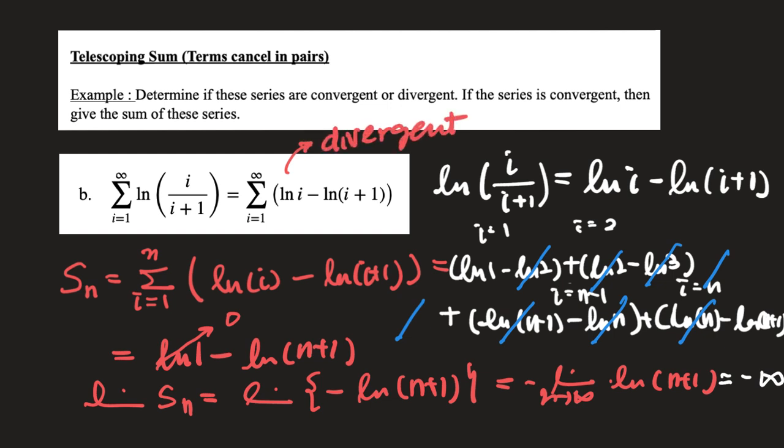Okay, that's how we find or evaluate a telescoping sum. If your telescoping sum is convergent, we can find the sum of the infinite series.